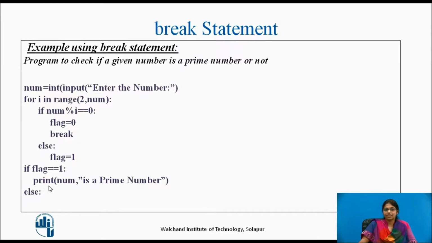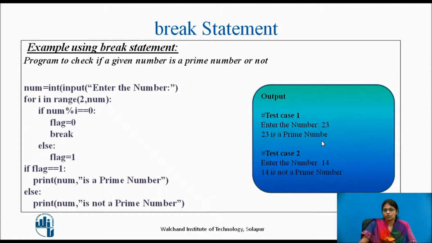Else indicates that the flag is not equal to 1. It indicates that the flag is equal to 0. That indicates that the number is not a prime number. So based on this, the output is provided.